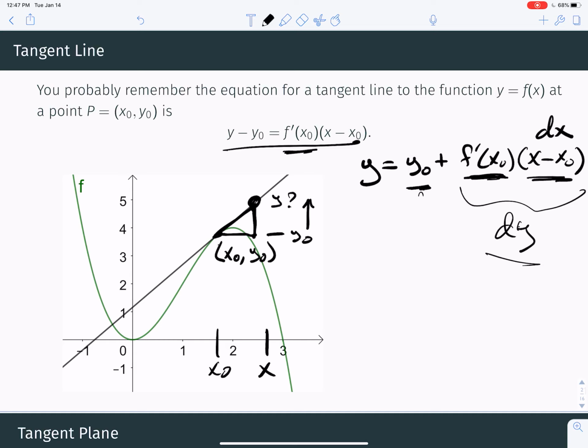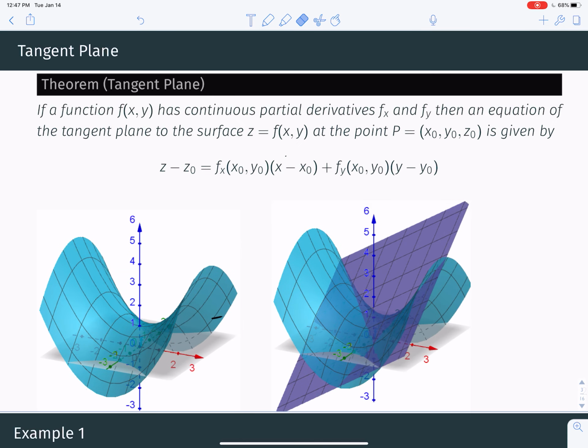Okay? And what we want to do is take this exact same idea and upgrade it into more than one dimension. Okay? And we do that with a tangent plane. So geometrically you can kind of see what's going on here. You've got some surface here, and you've got a particular point. Maybe this is the point on that surface. And because the surface is two-dimensional, we can't have a tangent line. We need a tangent plane. And how does that work?